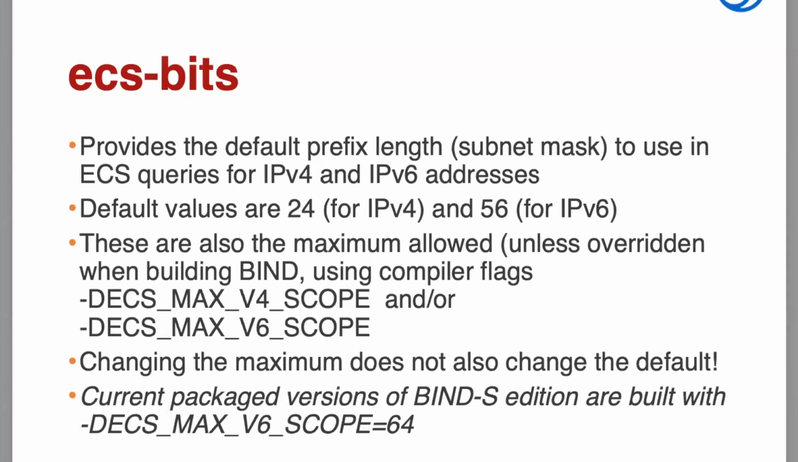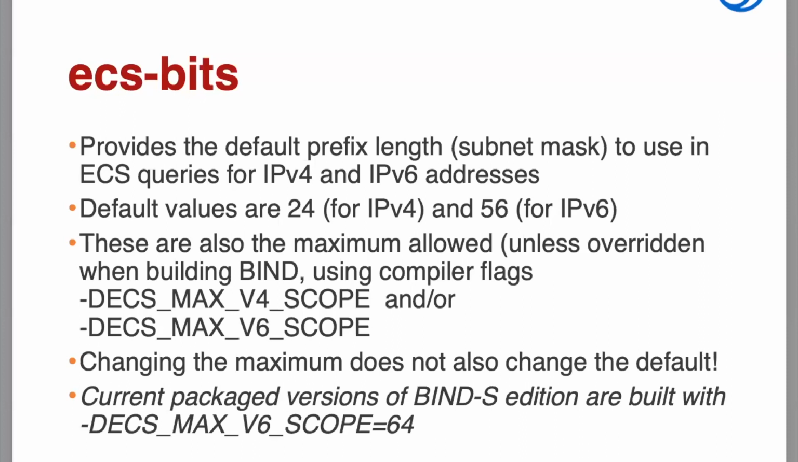So the default is 24. That's the first 3 octets for IPv4, and 56 for IPv6. They are also the maximum allowed. So what we've done, we've built BIND with the default of 24 for v4 and 56 for v6 to help you not accidentally shoot yourselves in the foot. We've made them the maximum. You can't go more specific than those unless you build BIND a special way to allow you to override them.